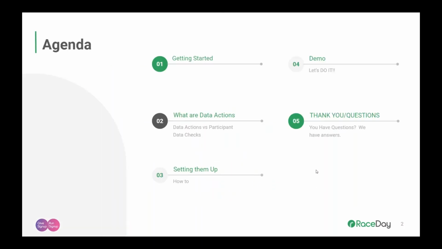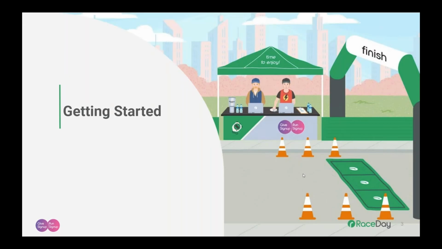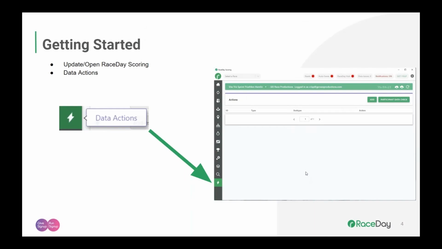We're going to get started and talk about data actions, what data actions versus participant data checks are, how to set them up, and if we have time, which I'm not sure we will, we might have time to do some demos on it. So with that being said, getting started here, where do you get to data actions?